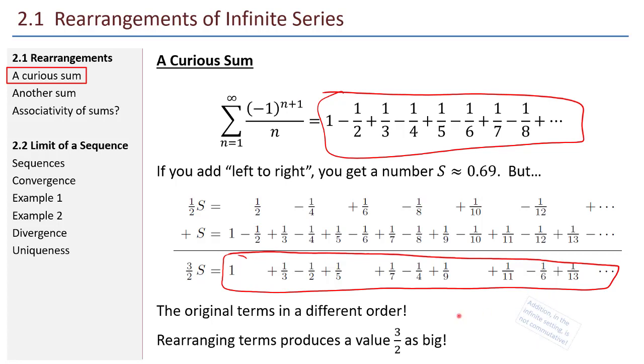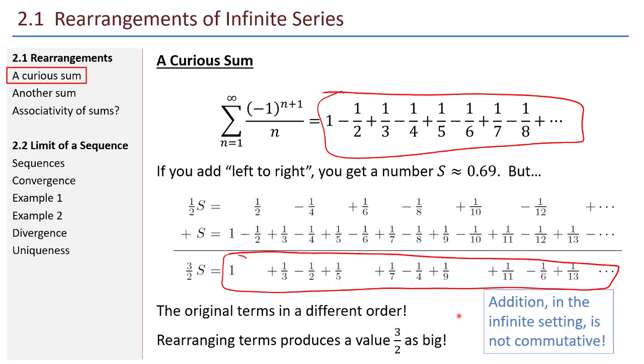That's crazy. Here's the lesson. Addition in the infinite setting is not commutative. We have to let go of our intuition. We want what we know to be true about finite sums to also be true about infinite sums, but it's just not so. We have to lose our intuition and be really careful.